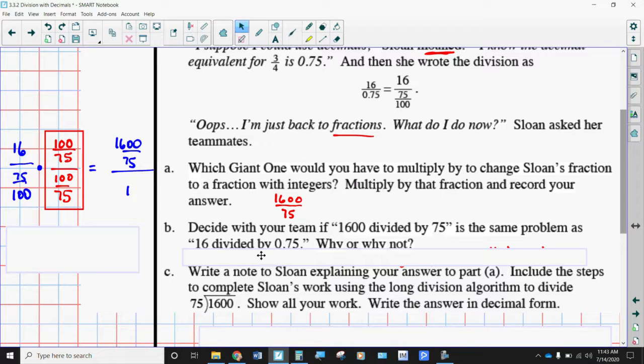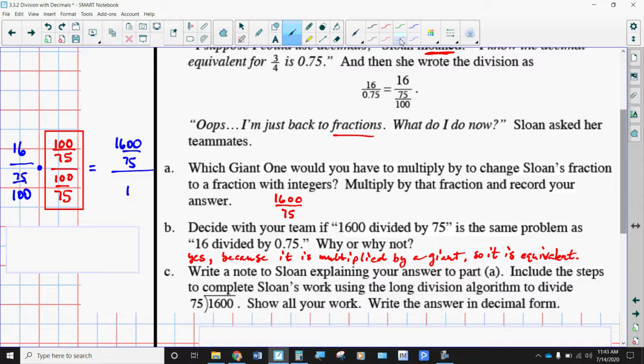And I think you should know that yes, that is actually correct, because we know that when you multiply a fraction times 1, or any number times 1, it's going to be equal to itself. So we've essentially just converted this into its fractional form and used the giant 1 by multiplying times the reciprocal to get us an equivalent ratio. So yes, they're being multiplied times a giant 1. So it's equivalent. Okay.